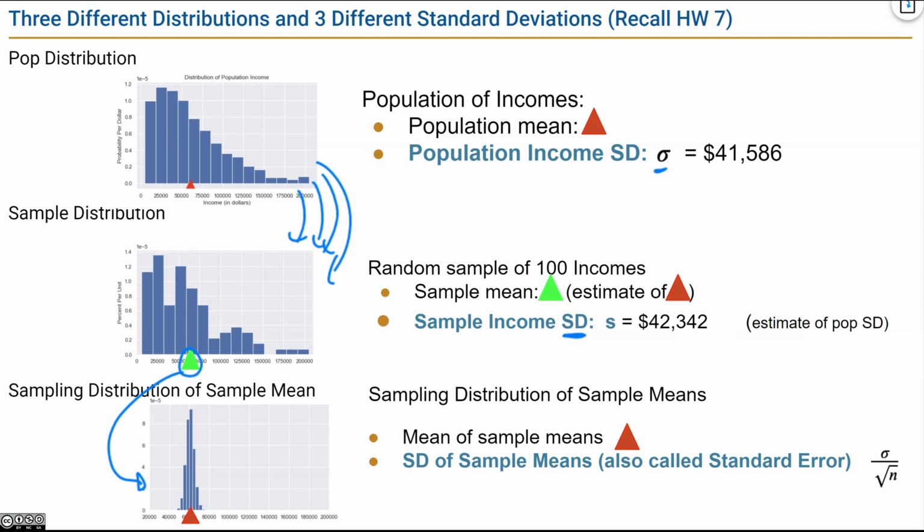Now, the mean of this distribution we can show mathematically will exactly equal the population mean. So that's amazing because it's an unbiased estimator. And the standard deviation of this distribution here will be related to the standard deviation of my population. It'll be that standard deviation divided by the square root of n, where n was the sample size. So that here is n.